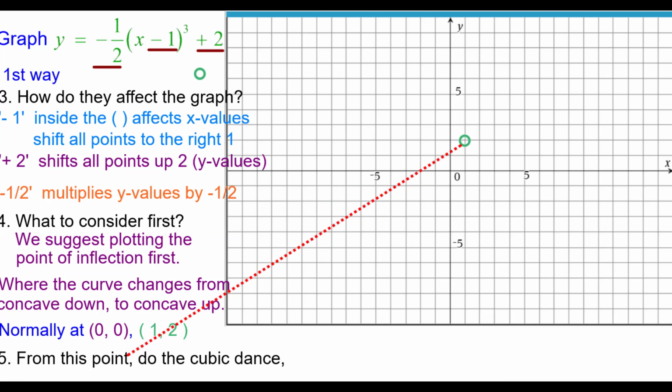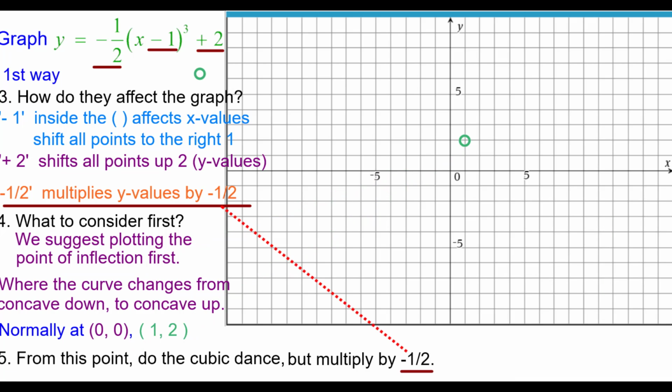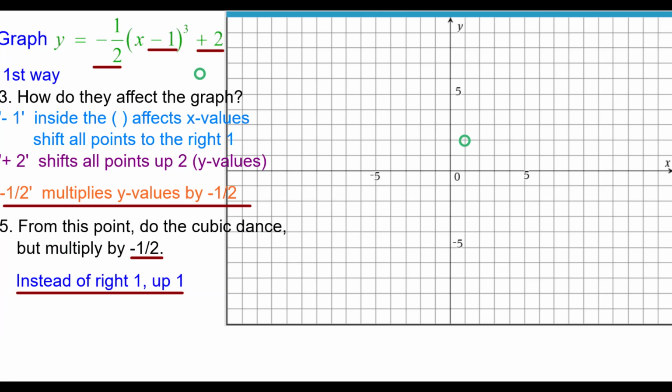From this point, we're going to do the cubic dance, but we do have to consider that multiplying by the -1/2 on the y values. So instead of right 1, up 1, which we normally would do on the cubic dance, it's going to be right 1, down 1/2, because -1/2 times +1 is -1/2. Instead of right 2, up 8, it's going to be right 2, down 4. -1/2 times +8 is -4.